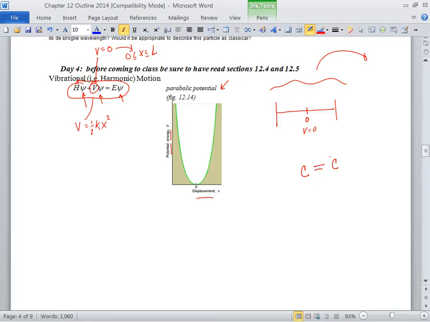And if that's the case, what would be the difference between that one and this one?